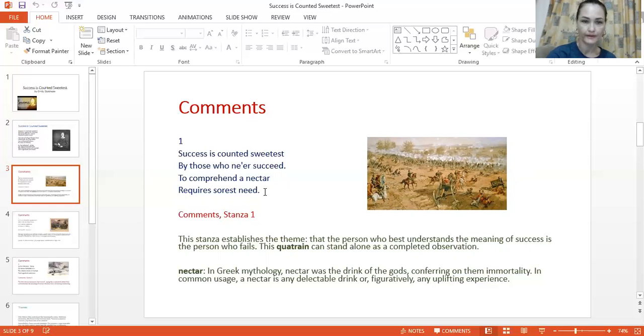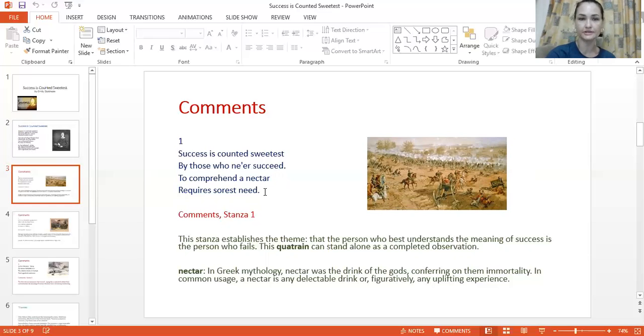So, nectar is also a word that is used in botany or biology. You know, nectar, the sweet liquid found in flowers. In any case, when we talk about nectar, it's a sweet drink that gives you energy, that gives you vitality, that makes you want to live. Yes? So here, nectar is a metaphor. What is compared to nectar? Of course, success. Success is a sweet nectar.